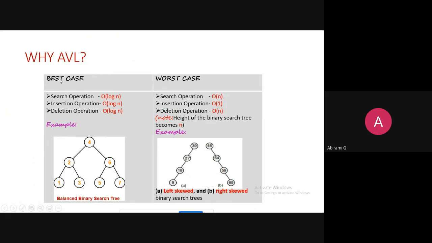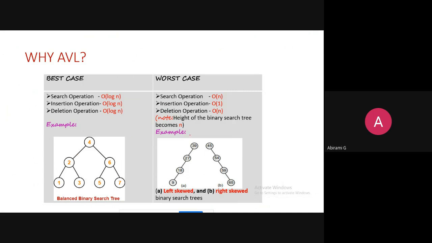So why the AVL tree? What is the need of the AVL tree? See this diagram. Here, this is a balanced binary search tree. Balanced binary search tree means the height of the left subtree and the height of the right subtree are equal. If you have a balanced binary search tree, its time complexity is order of log n for all operations: search operations, insertion operations and deletion operations.